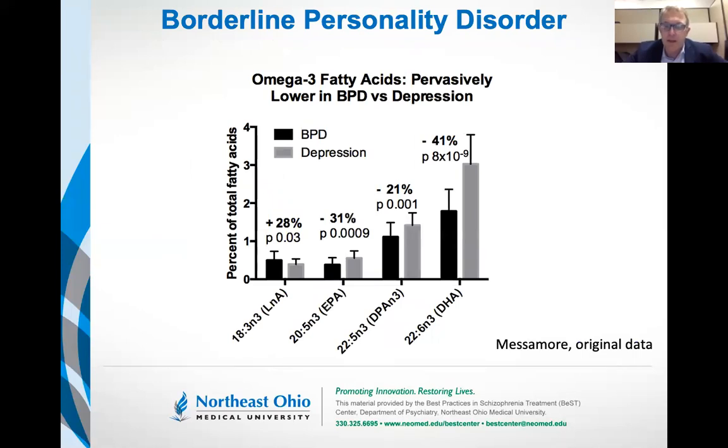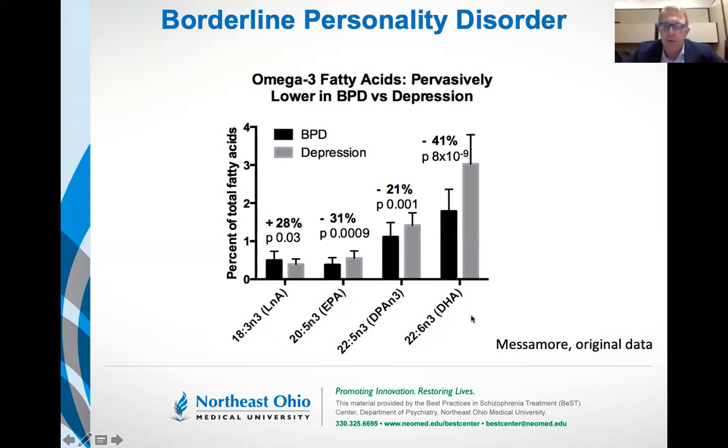These are data that I actually collected looking at people that were admitted to a residential treatment program. And here you see in the light gray bars, people with depressive disorders, and in the black bars, people with borderline personality. And on the x-axis, we're looking at each of the fatty acids in the omega-3 series. Here, the one that says 25 and 3, that's EPA. And on the far right, this is DHA.